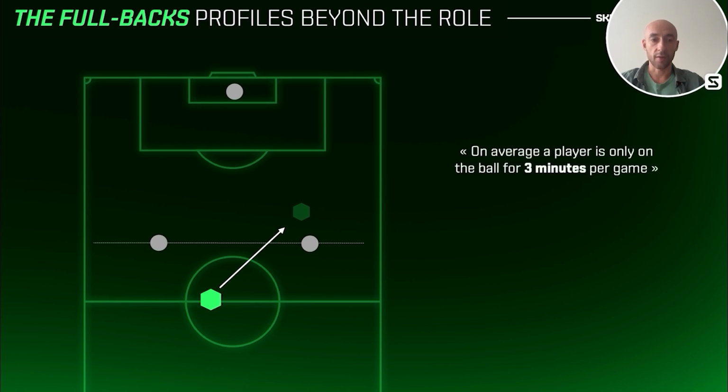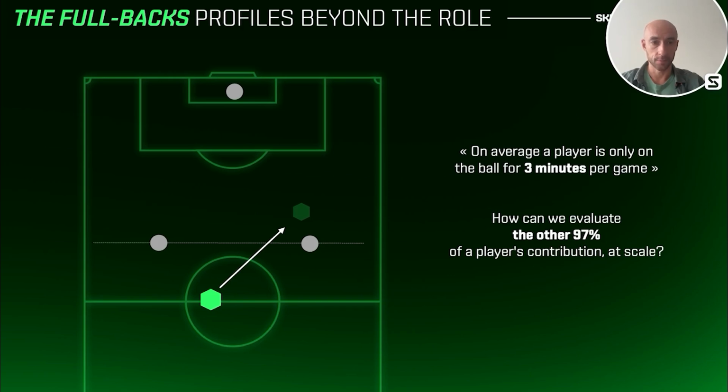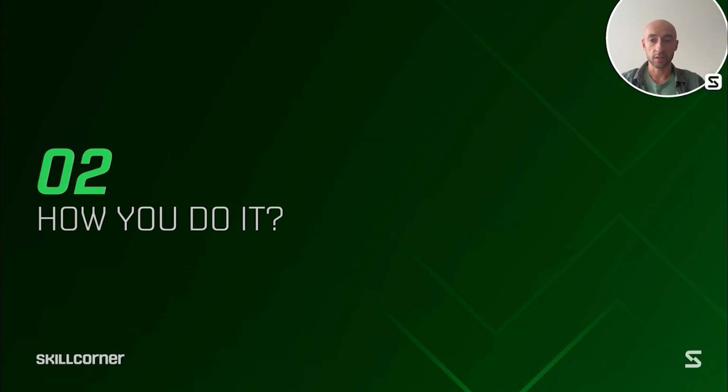So we all know that on average, a player is only on the ball for 3 minutes per game, and our mission at SkillCorner is to help you evaluate each player's contribution on the pitch for the remaining 97% of the time on a global scale. Now, the good news here is that you can actually replicate the process yourself in a really simple way.